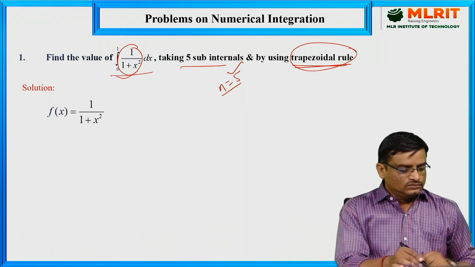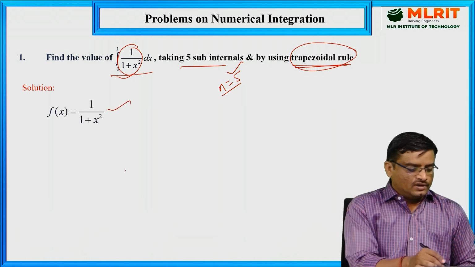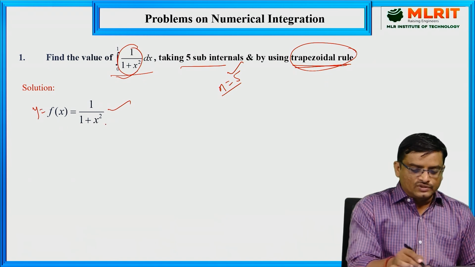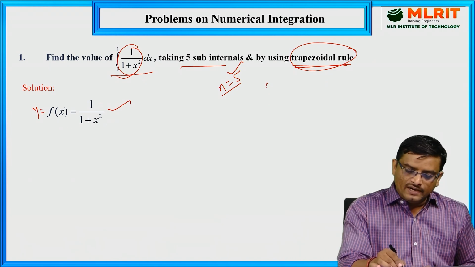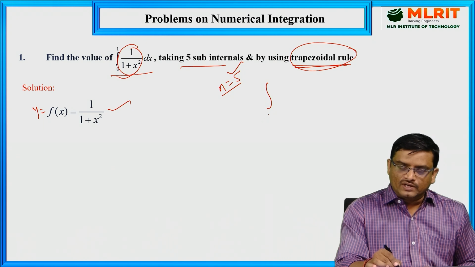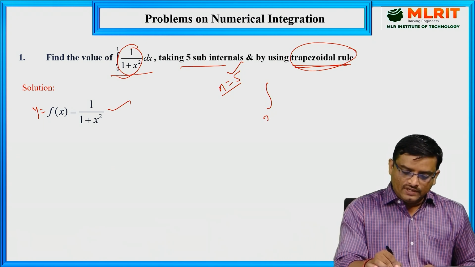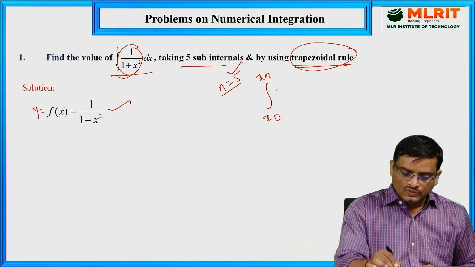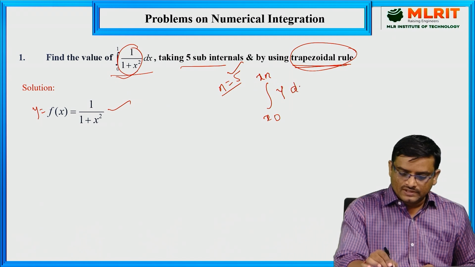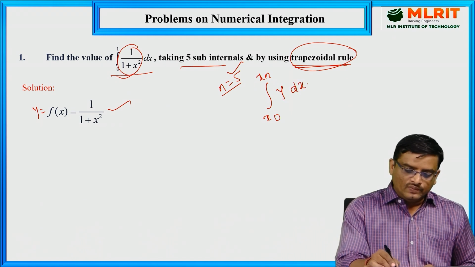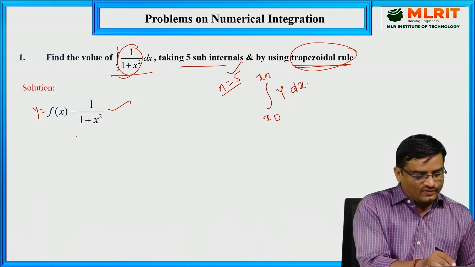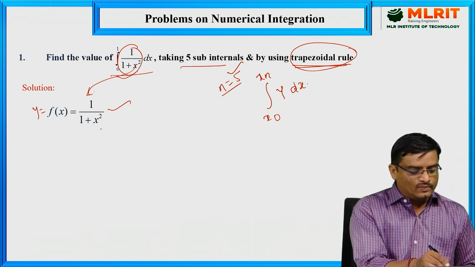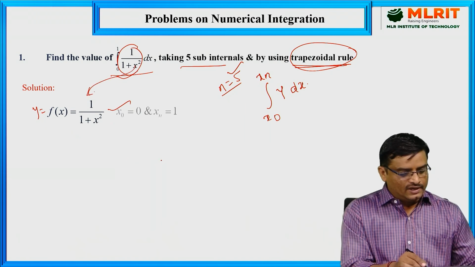So this is our function, or we can take y is equal to f of x is equal to 1 by 1 plus x square. Our standard definite integral in the formulas is represented as the integral from x naught to xn of y dx. So we can consider y is equal to f of x, which is this function 1 by 1 plus x square, and here he has given x naught.